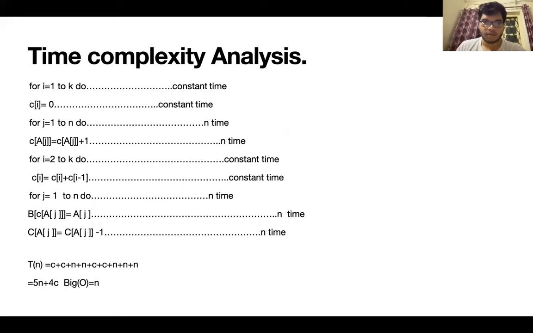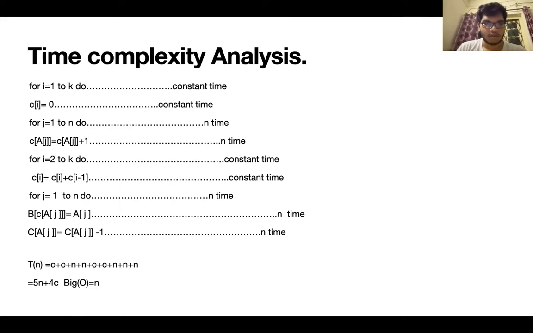Now the time complexity analysis. First is the for loop to store the default value 0 in the sum count array, having constant time, k time. Another for loop stores the count of each unique element present in the input array, this having n time.